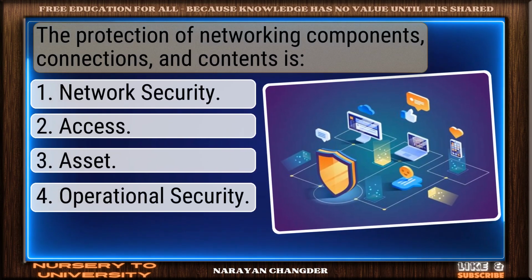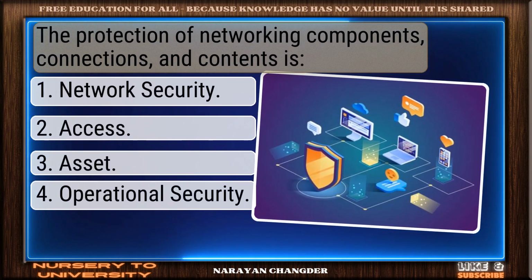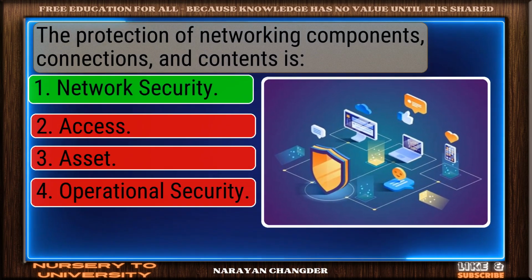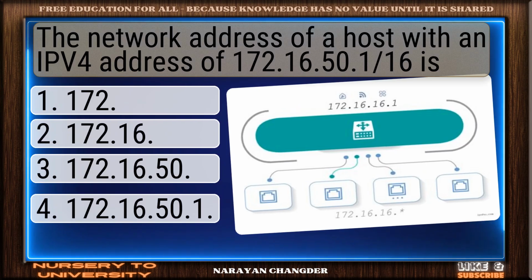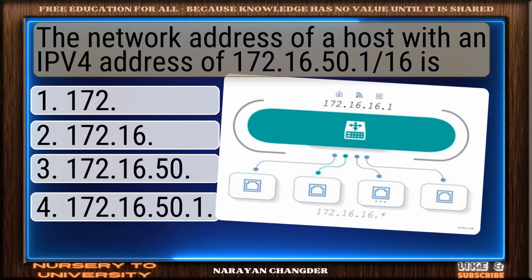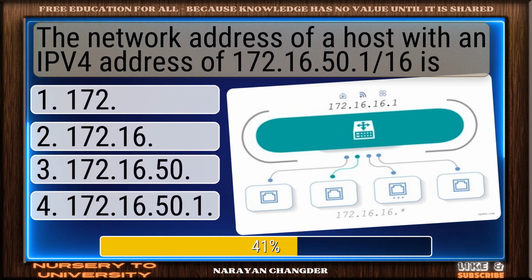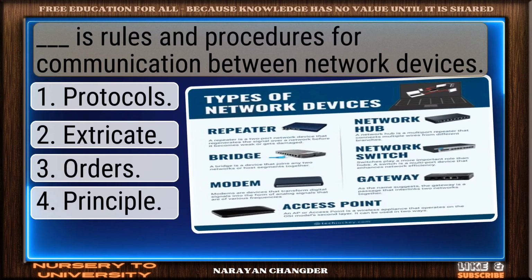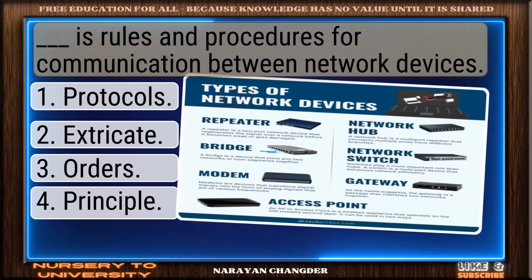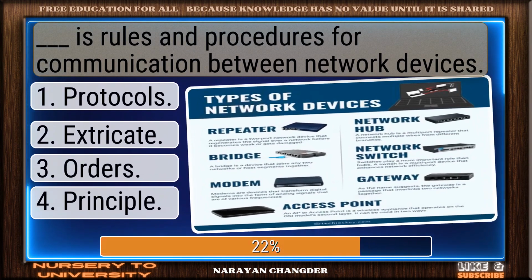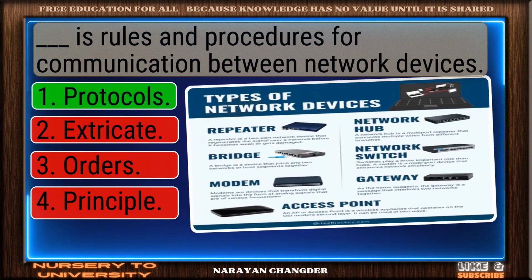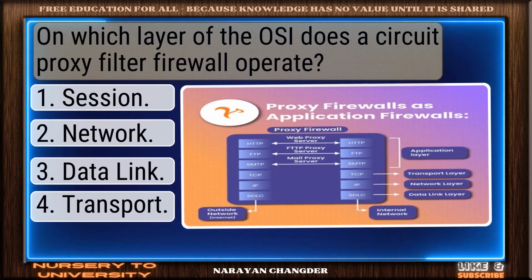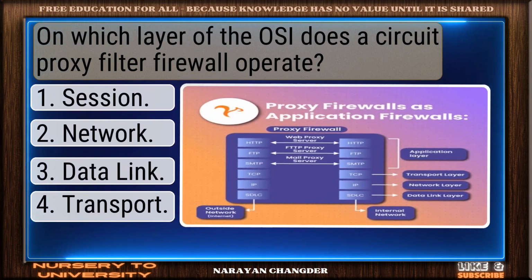The protection of networking components, connections, and contents is. Well picked. Network security is correct. The network address of a host with an IPv4 address of 172.16.50.16 is. Sharp thinking. 172.16 is right. Dash is rules and procedures for communication between network devices. Exactly. Protocols make sense. On which layer of the OC does a circuit proxy filter firewall operate?